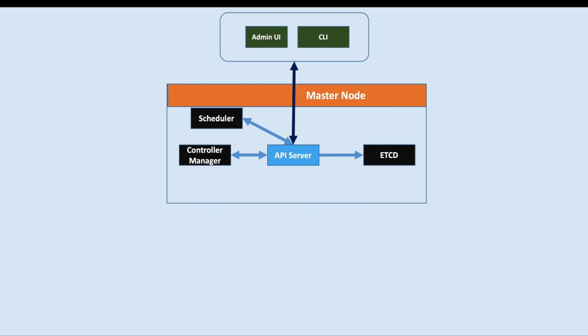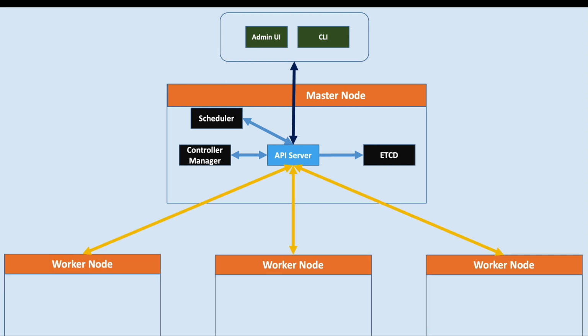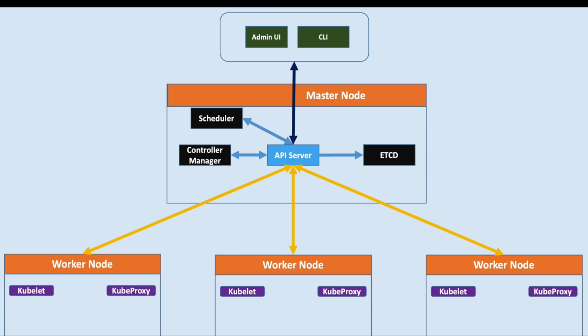Let's talk about the worker node. A Kubernetes worker node is responsible for running containers and executing tasks assigned by the master node. The main components of the worker node include kubelet, kube-proxy, and container runtime. So, what is kubelet? Kubelet is an agent that runs on each worker node and is responsible for ensuring that the containers are running in a pod. It communicates with the master node's kube API server to receive instructions and report the status of the container.